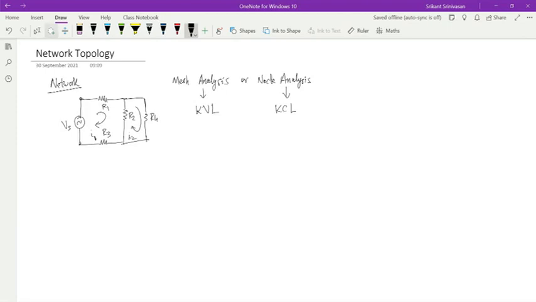Or I can try to find out what is the voltage. There's a voltage drop across here, and I know that the sum of the voltage drops across any mesh, around any mesh, is zero. So this is the standard way that we would do some kind of analysis.